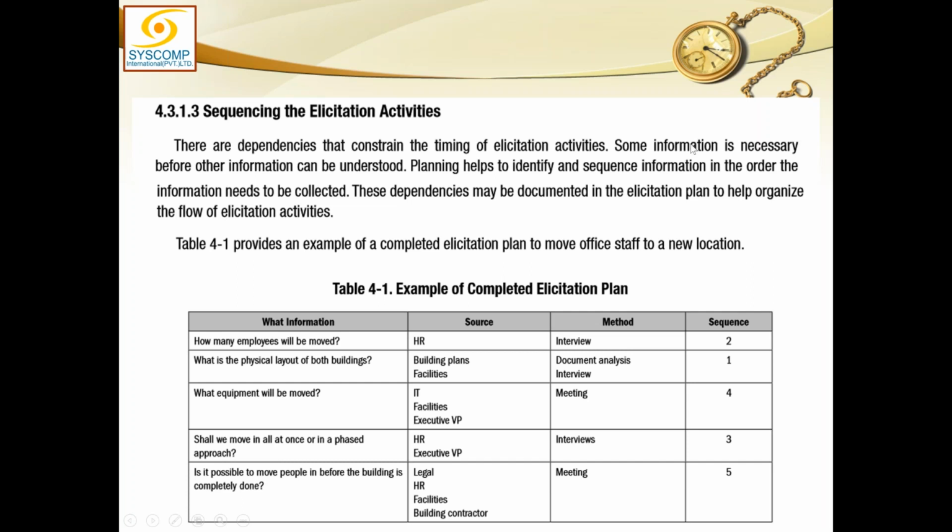The first question was how many employees will be moved. The source is HR. HR is asking that question. The answer to that we can find only through the interview method. So you go and interview those people, jot it down, and then make it possible. In sequence, the order of this information is the second one. The first one is what is the physical layout of both buildings, or in which building they are. Building plans and facilities should be known. You must know where the ducting is in the building and where the pipes are passing. It can be done through document analysis, which may give you the correct information. Moreover, we can also use interviewing here as well.